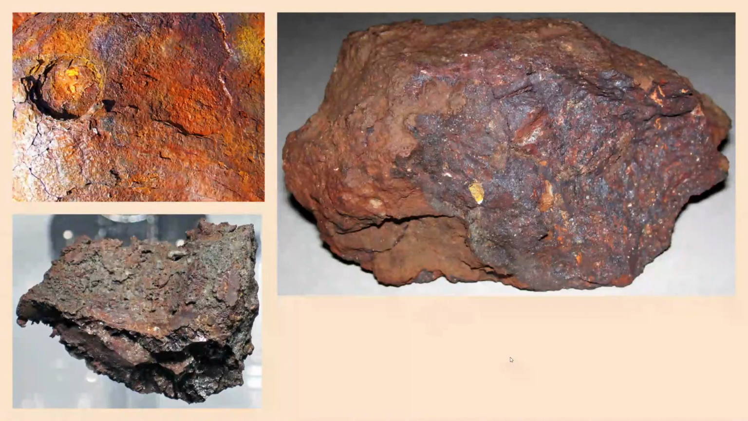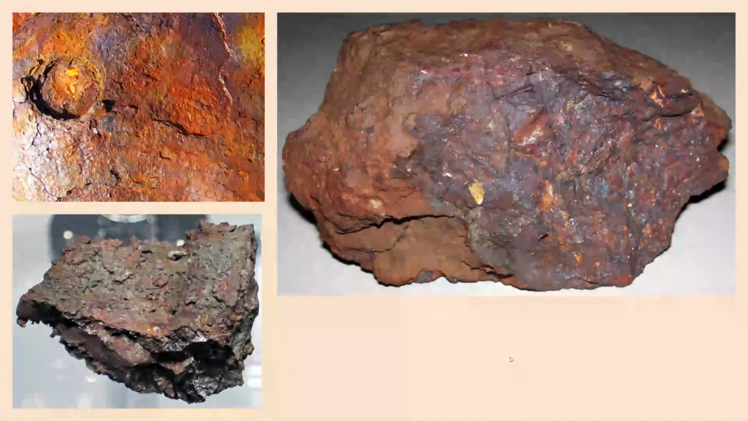So you can see in these pictures above are some examples of oxidized iron. And in the bottom left-hand corner, that more black and reddish rock appears to be partially reduced and partially oxidized as well. So that is a great example of that.